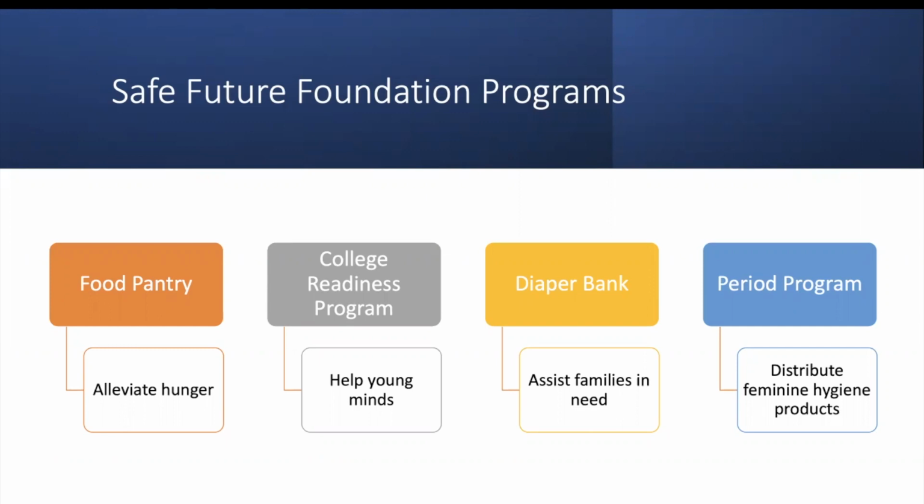Programs and drives within the organization include a food pantry that gives food and beverages to alleviate hunger and thirst, a diaper bank to allow mothers and expecting mothers to have baby products they couldn't obtain in the first place, a period program to provide feminine hygiene products to women who couldn't obtain them in the first place, and a college readiness program to expose upcoming students to tools and knowledge to help them prepare for college.